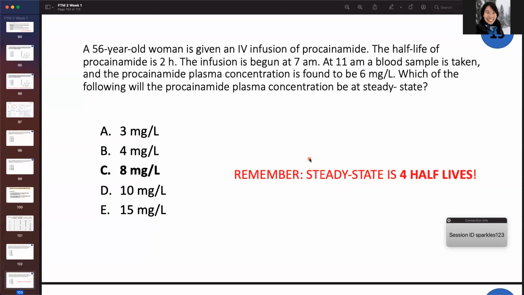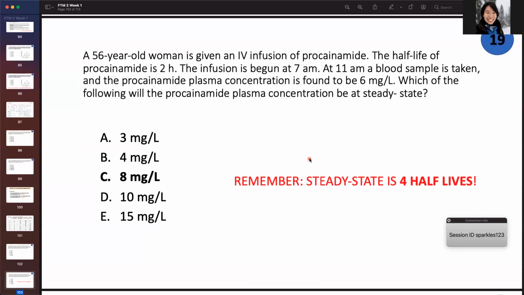So whenever we start an infusion, that's already the half-life, that's already 50%? No, so we're saying that 2 hours later, we had 50%. So okay, sorry, 9 a.m. I had 50%. And then from 9 a.m. to 11 a.m., I had 50% of the 50% remaining. So now I have a total of 75% after 2 half-lives. Does that make sense? Yes, thank you.